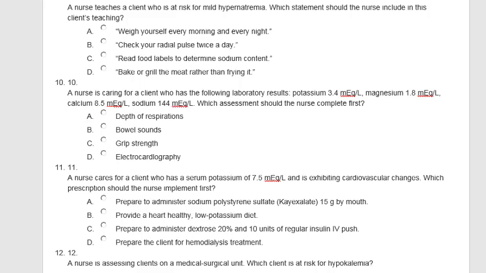Number 11, a nurse cares for a client whose potassium is 7.5. So here we have hyperkalemia, and they're starting to have cardiovascular changes. Which prescription should the nurse give first? Okay, so we've got a high potassium and the patient is starting to show signs and symptoms of the high potassium, including cardiovascular changes, which we know in hyperkalemia can be life-threatening. So which one of these do we want to do first?